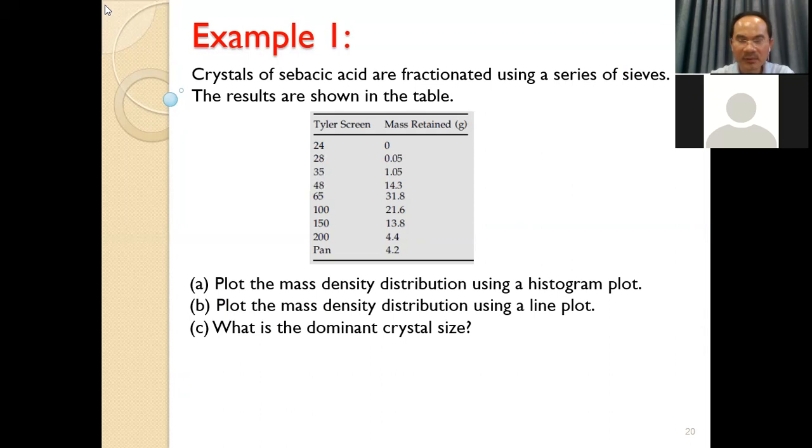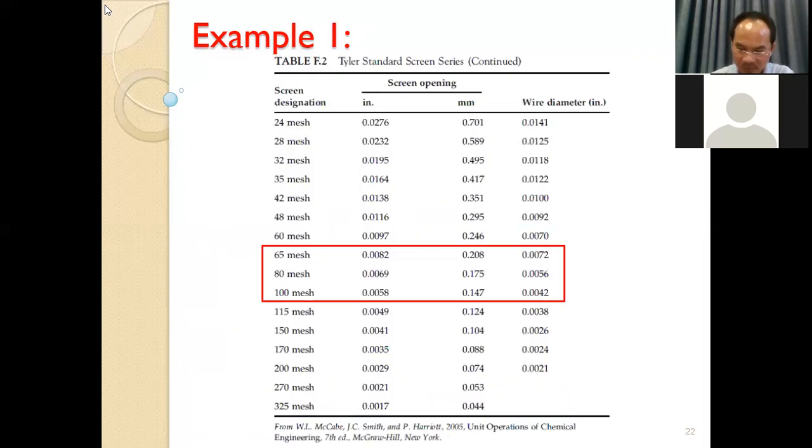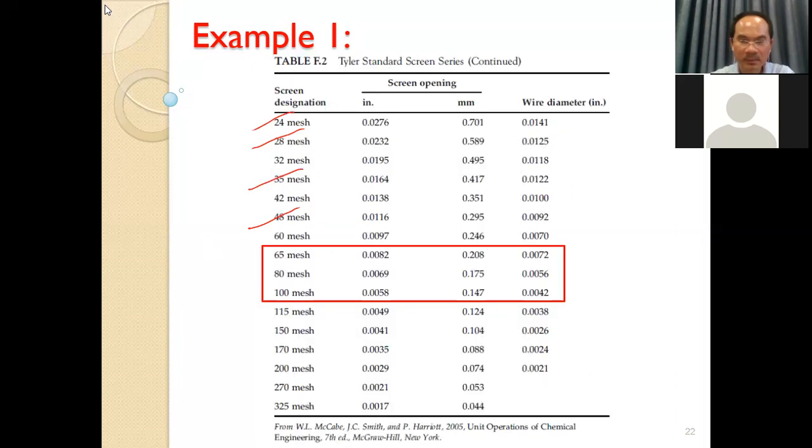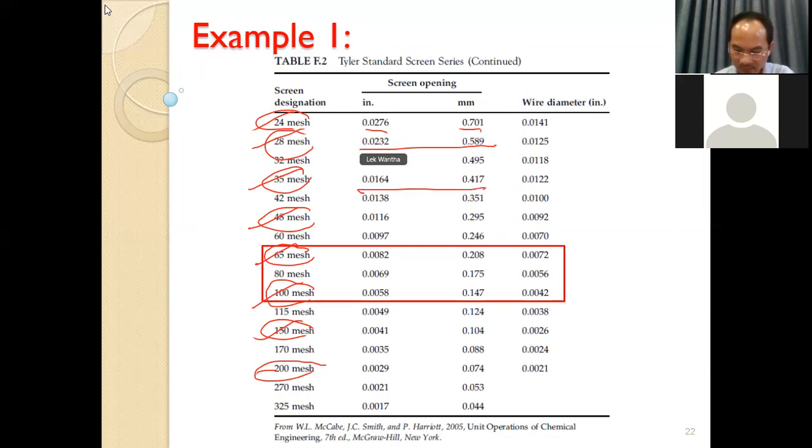The screen numbers are 24, 28, 35, and so on, then 65, 100, 150, and 200. We use this method. The size is in inches or in millimeters. This is the size.